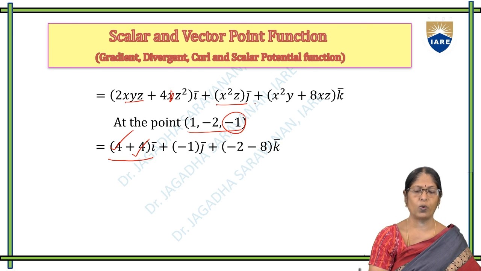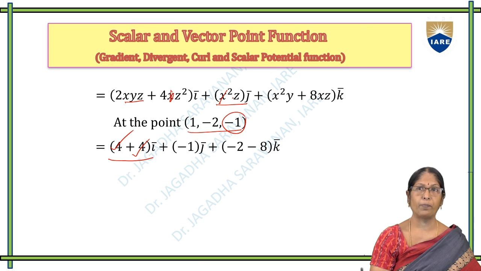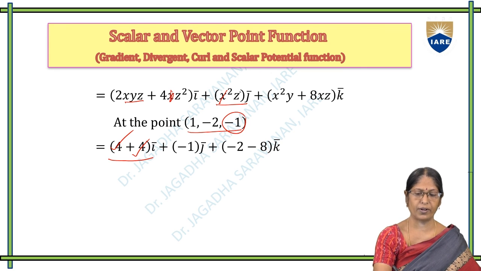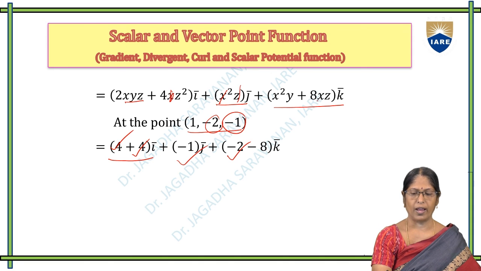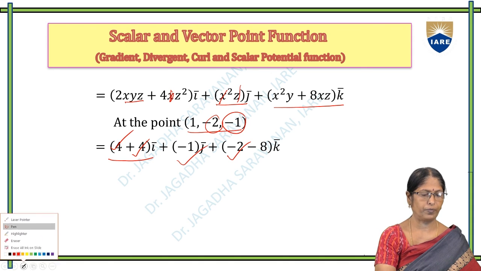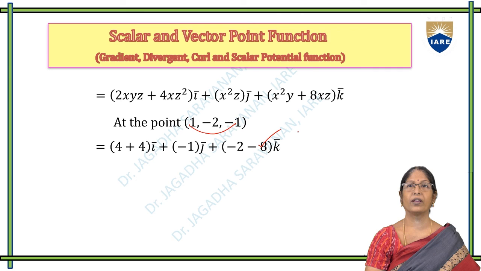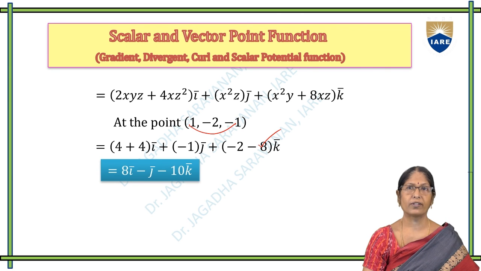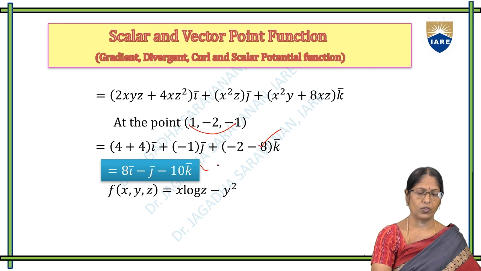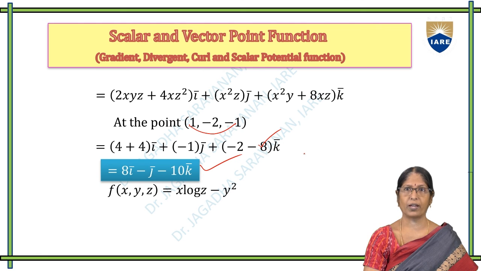And coming to the second one, here x is replaced by 1 and z is replaced by minus 1. So minus j we obtained. Coming to the last one, that is 1 into minus 2. Here the y value is minus 2, and 1 into this term is minus 1. So minus 1 into plus 8 minus 8. So we obtained the result 8i minus j minus 10k. Now regarding the function phi, the work is completed.